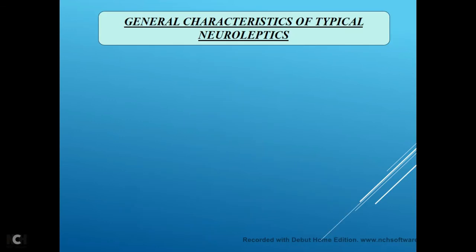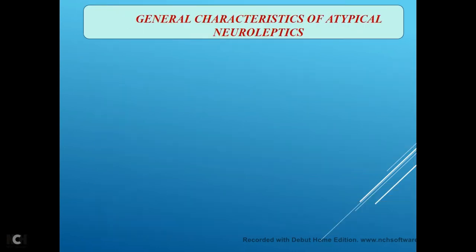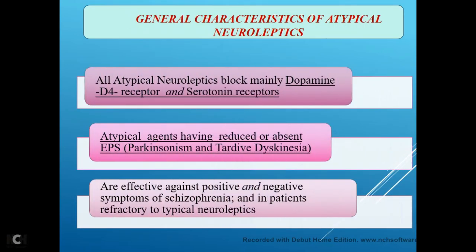General characteristics of typical neuroleptics: they block dopamine D2 receptors. They have motor side effects like extrapyramidal reactions. They are generally more effective against positive symptoms of schizophrenia than negative symptoms. Then the atypical neuroleptics.